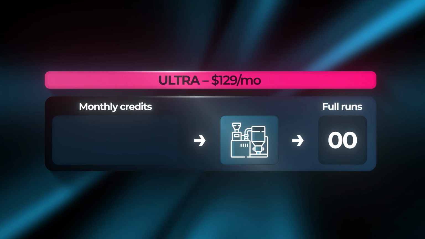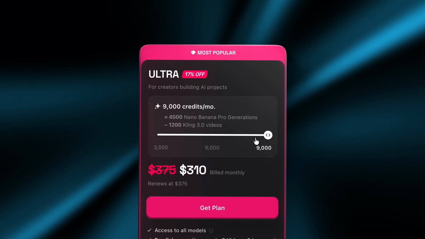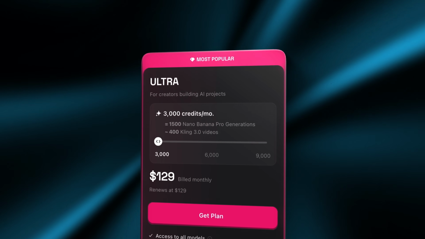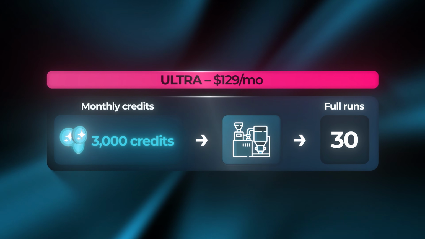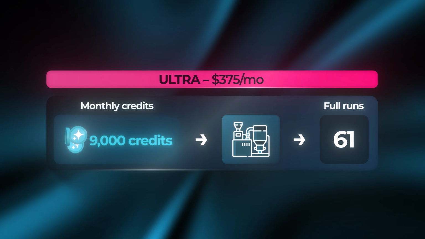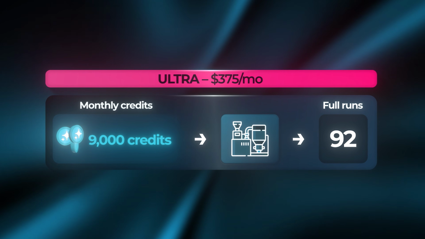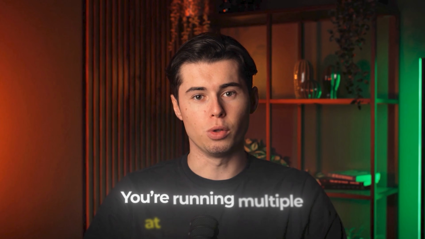Ultra is $129 a month, and this is where the math starts to get genuinely interesting because Ultra doesn't have a single credit amount, it has multiple sub-tiers within it, which means the range of what you can do here is massive. At the base level of 3,000 credits, you're running this workflow roughly 30 times per month. At the mid-tier of 6,000 credits, that jumps to 61 runs. And at the top end of 9,000 credits, you're looking at 92 full runs of this workflow in a single month. On top of that, Ultra gives you 8 video and 8 image parallel generations. That means you're not waiting for one clip to finish before starting the next. You're running multiple at the same time, which completely changes the pace of your production workflow.